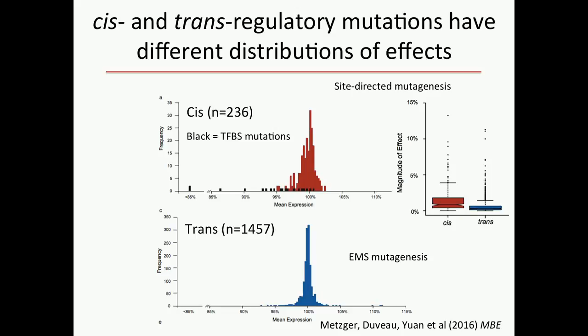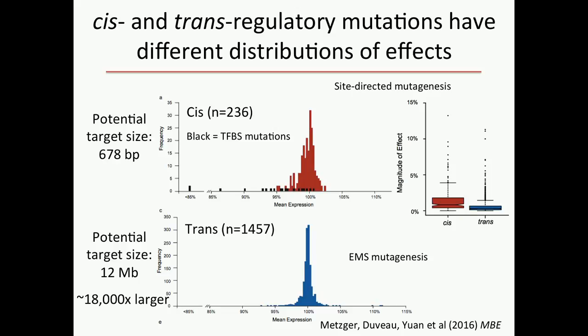Okay. So our other question about the relative frequency is actually a little trickier to answer because it depends on how you define a cis or a trans-regulatory mutant. So stepping back, the potential target size for trans-regulatory mutations is obviously much bigger than for cis-regulatory mutations. It's essentially the whole genome, 12 megabases in yeast. The cis-regulatory mutation target size, we think, is about 678 base pairs, which is the size of the promoter.